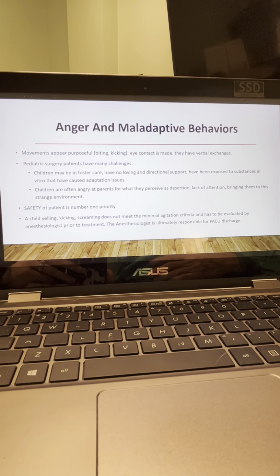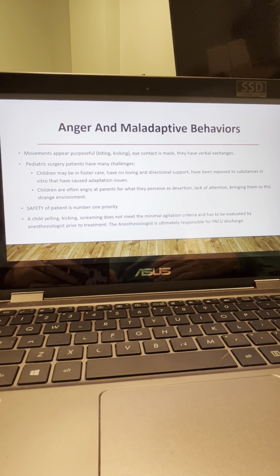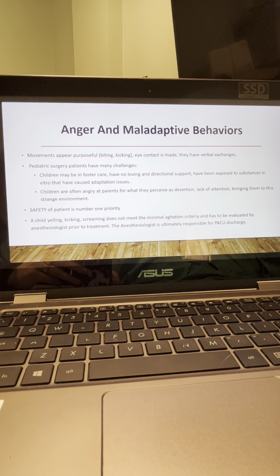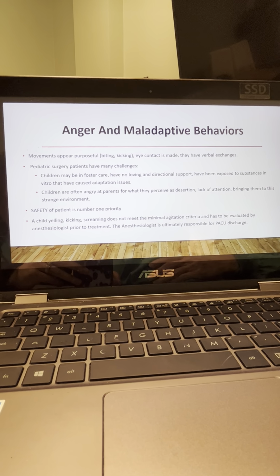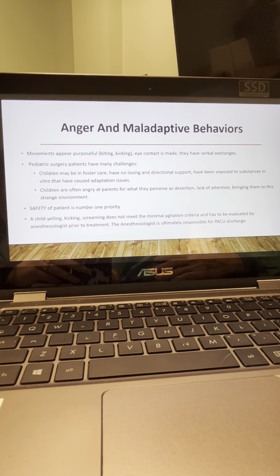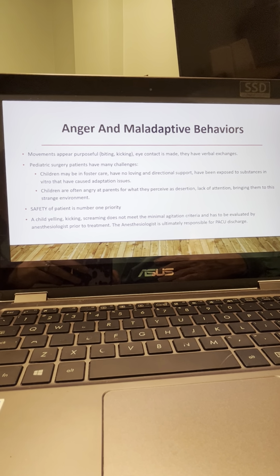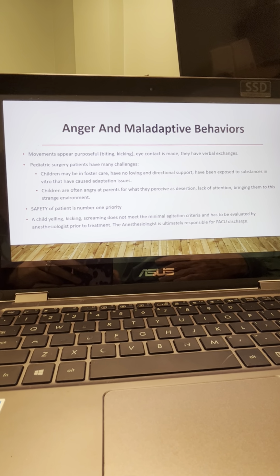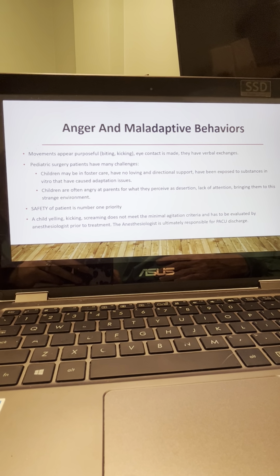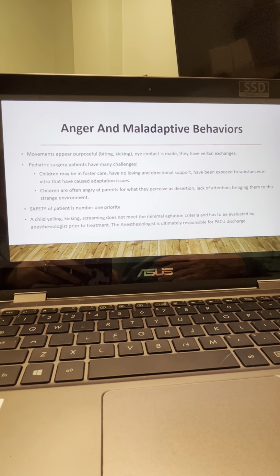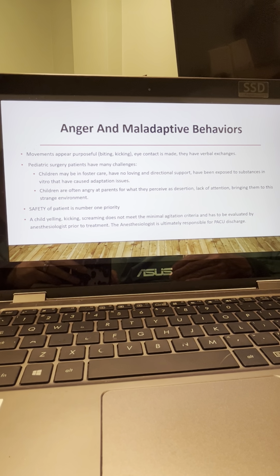We cannot safely discharge these patients when they're so disoriented. We can't put them to phase 2. We really, really, really need to jump on it quickly to be sure that these kids are safe. A child yelling, kicking, screaming does not meet the minimal agitation criteria and has to be evaluated by anesthesia prior to treatment. The anesthesiologist is ultimately responsible for that phase 1 PACU discharge to phase 2.